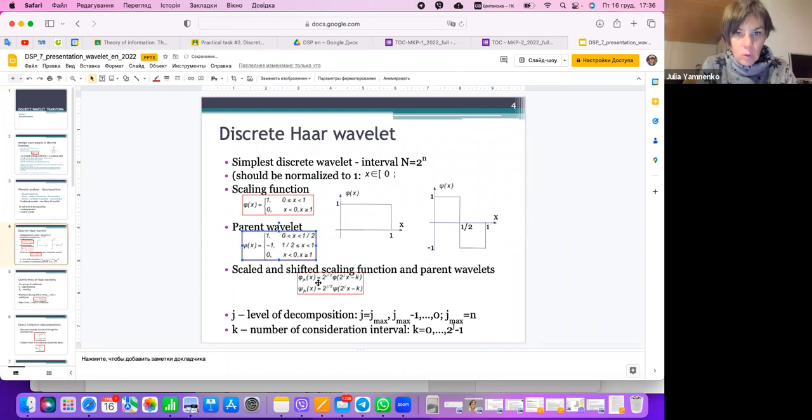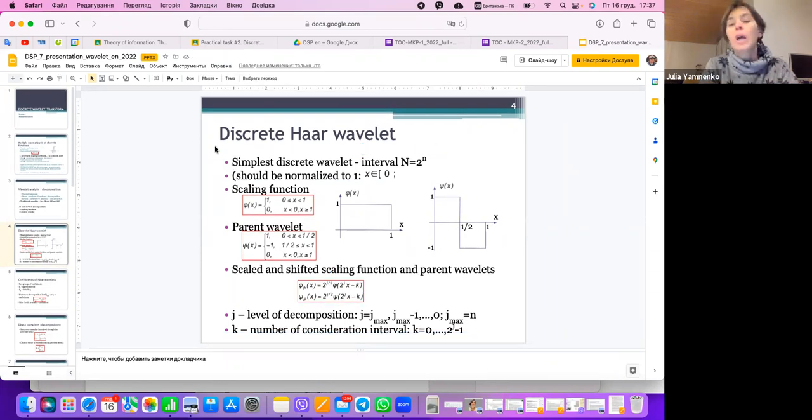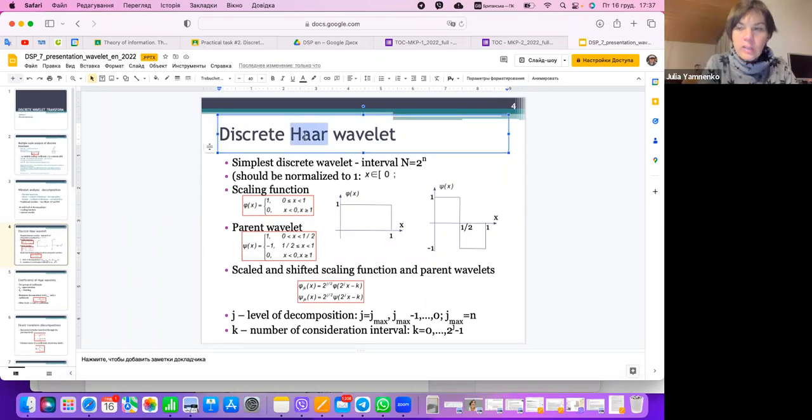Okay, so here, starting from slide number 4, it becomes more interesting because now we are starting to consider a concrete wavelet that is the simplest, the most simple that could be imagined. It's called the Haar wavelet. So Haar is the name of this wavelet. Actually, this is the name of the mathematician, but also the name of the most simple discrete wavelet that could be imagined.